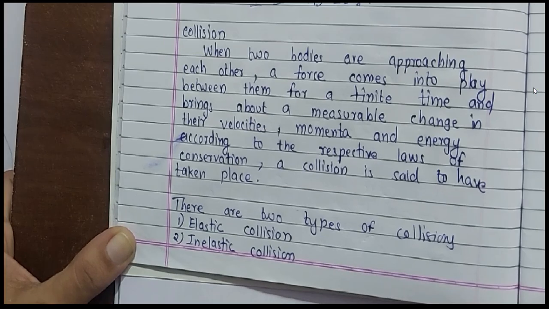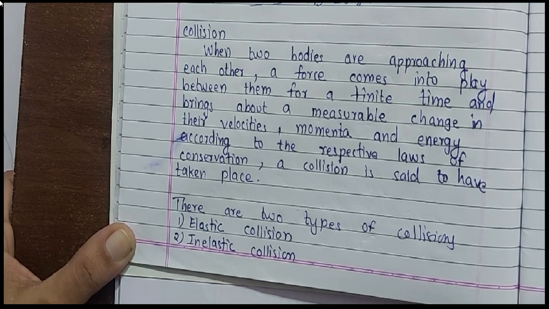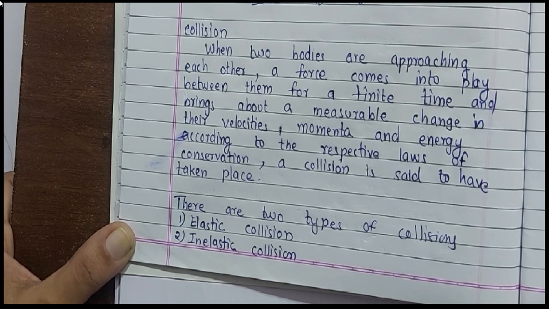Good morning, students. Today we are going to see collision. So what is collision? When two bodies come very close to each other, there happens exchange of either velocity or momenta and energy. When two bodies approach very close to each other, a force comes into picture between them for a finite time and brings about a measurable change. There happens a change in either velocity, momenta or energy. According to the respective laws of conservation, a collision is said to have taken place.